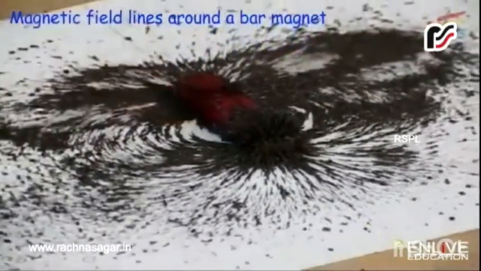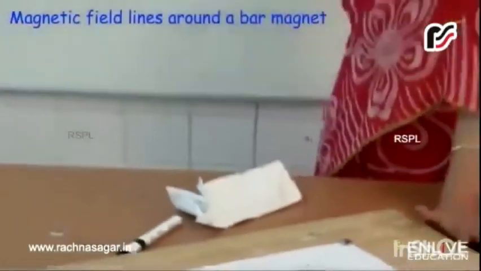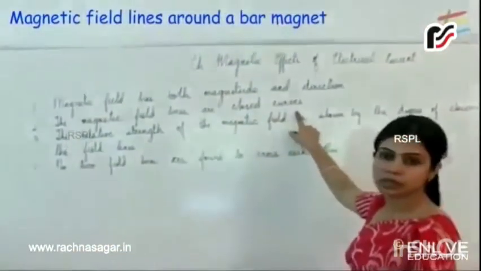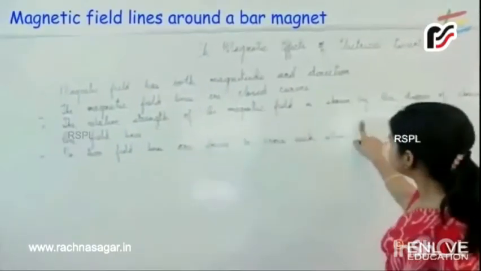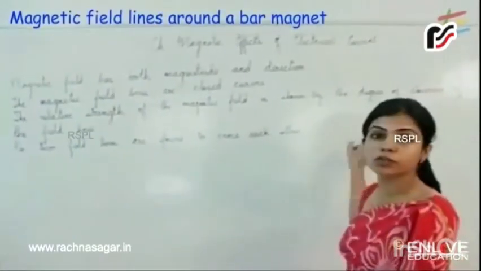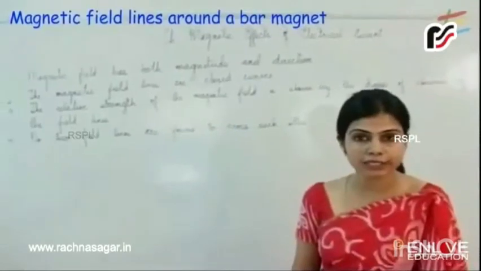Therefore, the magnetic field lines are closed curves. The relative strength of the magnetic field is shown by the degree of closeness of the magnetic field lines.